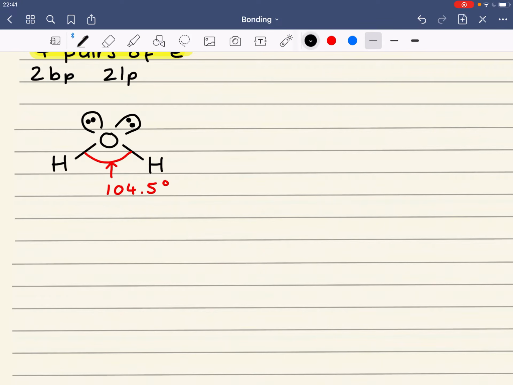And we name the shape. Again, we're looking at the name of the shape here, made by the atoms, and that is also called a bent shape. Sometimes it's occasionally called V-shaped as well, but we'll just stick to bent.